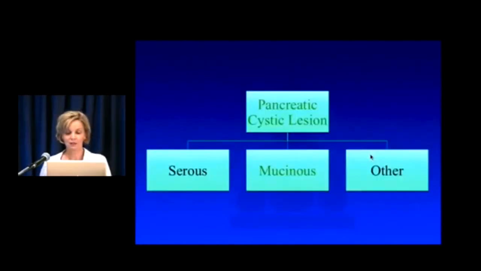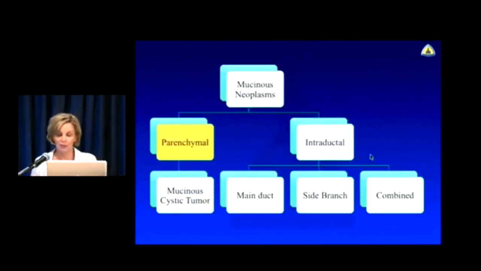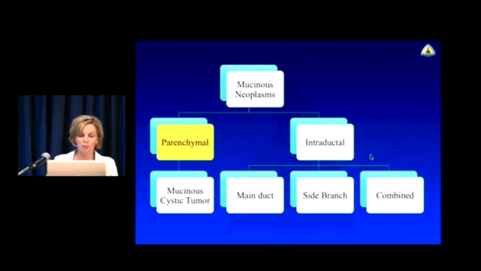Now we need to discuss mucinous cystic tumors. So this gets a little bit more complicated because you have the parenchymal mucinous cystic tumors and the intraductal. So the parenchymal mucinous neoplasms are mucinous cystic tumors or mucinous cystic neoplasms. The intraductal are basically the IPMNs. They could be main duct, side branch, or a combination of the two.